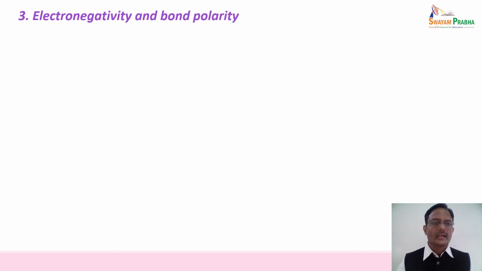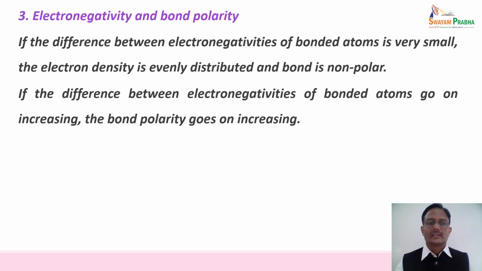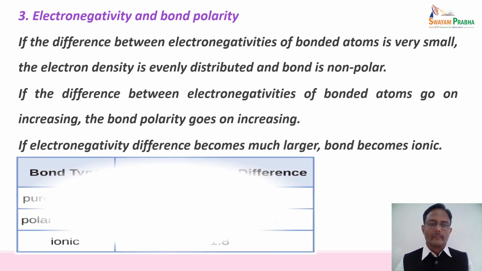The third parameter is the electronegativity and bond polarity. Now, if the difference between the electronegativity of bonded atoms is very small, the electron density is evenly distributed and the bond is nonpolar. Whereas, if the electronegativities of the two bonded atoms go on differing by larger values, the bond polarity goes on increasing, and if the electronegativity difference between the bonded atoms becomes much larger, then the bond becomes ionic.